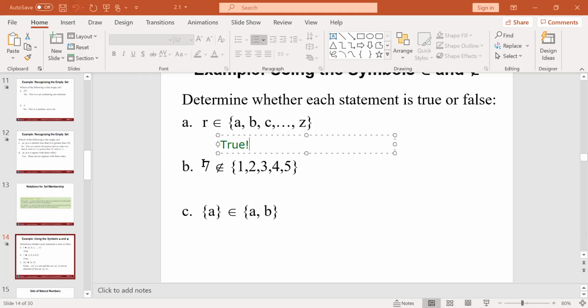How about this next one? True or false? 7 is not an element of the set containing 1, 2, 3, 4, 5. Yeah, absolutely. And that one's confusing because we're saying true that it's not, but that is exactly what's going on here. Now, this next one is meant to cook your noodle a little bit. It's meant to confuse you. The set containing A is an element of the set containing A and B. I'll just come out and tell you that's going to be false.